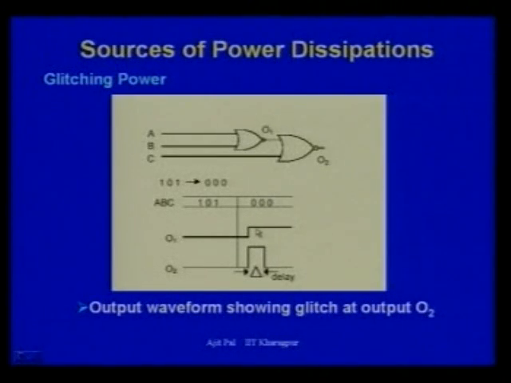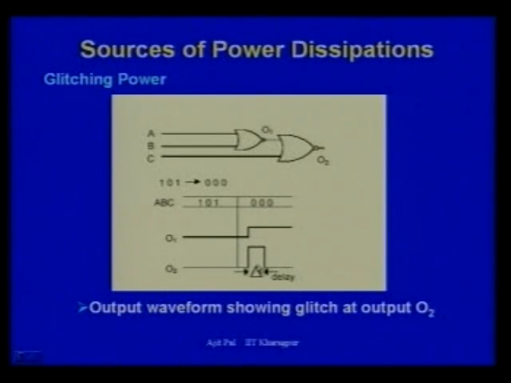Similarly, as a consequence, for a certain duration the input combination is such that the output becomes 1. So you get what we call a glitch. Glitch means something which should not have happened, but has happened because of the finite delay of the gates. That means the output is becoming 1 for a very brief duration because of the finite delay of the gates of this circuit, and this is known as glitching power.